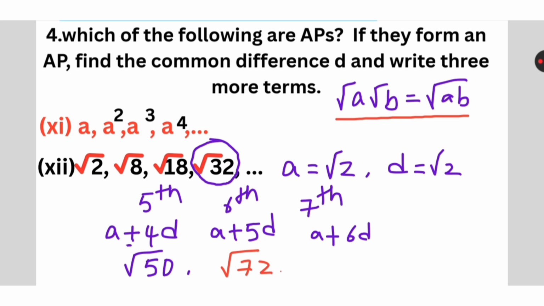Now let's do the seventh term, which is a plus 6d. So a is root 2 plus 6 times d, which is root 2. Here if we take root 2 as common, we are left with 1 plus 6, which is 7, times root 2. This 7 we can write as root 49, isn't it? Now we have to multiply these two. So we can write it as the square root of 49 times 2, which gives the square root of 98. That is our seventh term. So these are the 3 more terms for the sequence.